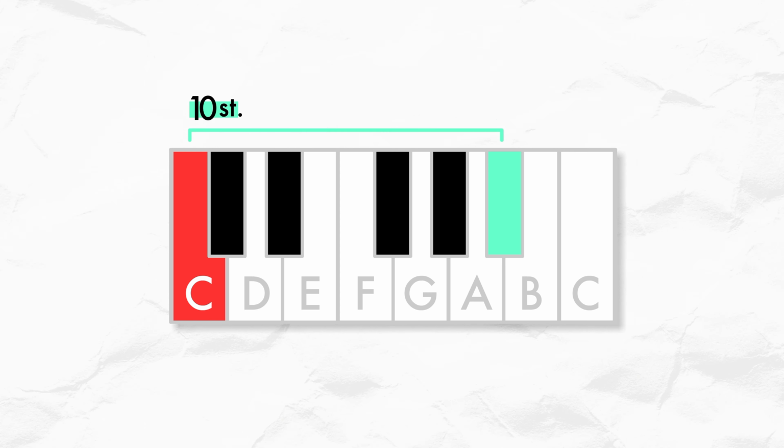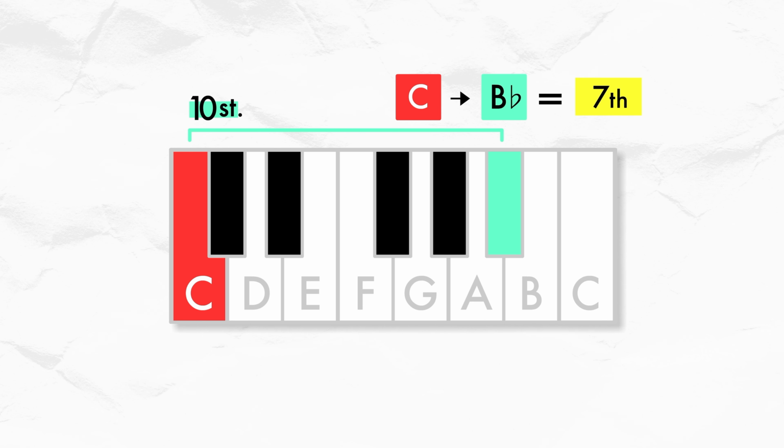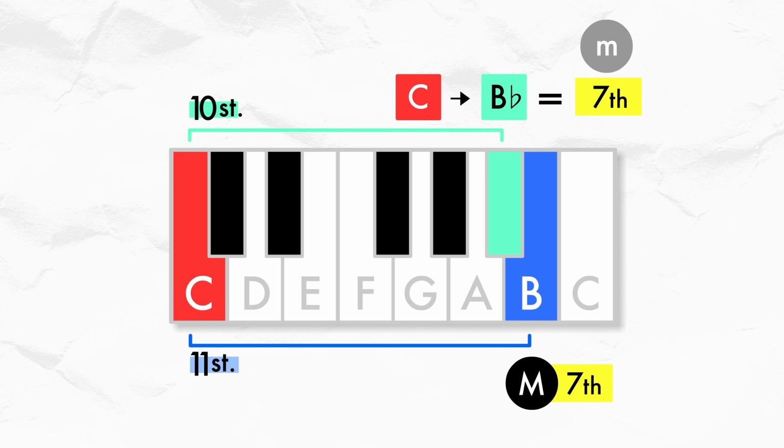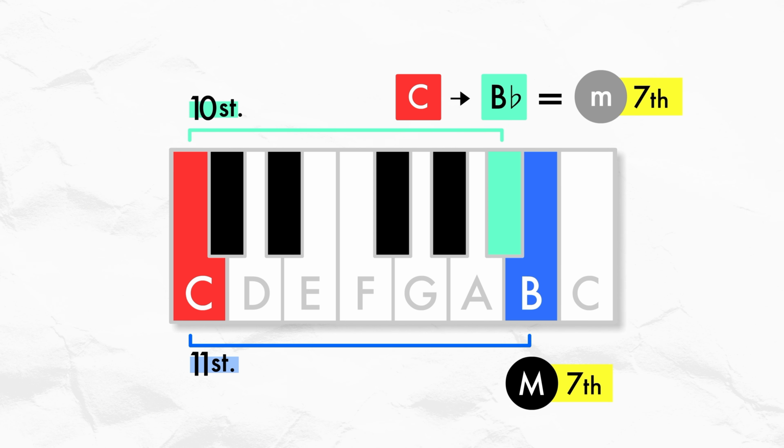Now, if we call the same note a B flat, then the interval becomes a seventh in terms of value, since now we're dealing with a B, and it's a minor in terms of quality, since it's one semitone smaller than a major seventh. So C to B flat is a minor seventh.